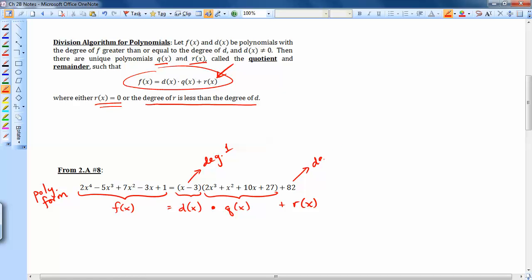So it's got to have a degree that's less than 1, which means it's got to have degree 0. Degree 0 is the same thing as saying a constant. So if I'm dividing by a linear term, an x to the first term, then I'm going to be left with a constant or nothing, right? Either a constant or nothing. So instead of writing r of x, that's sort of overkill. I'm just going to write r, okay, because now it's a constant.